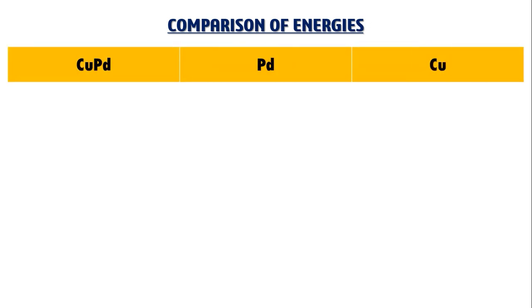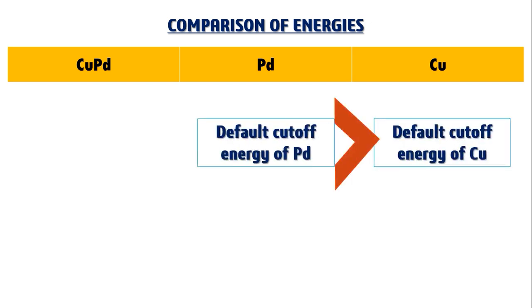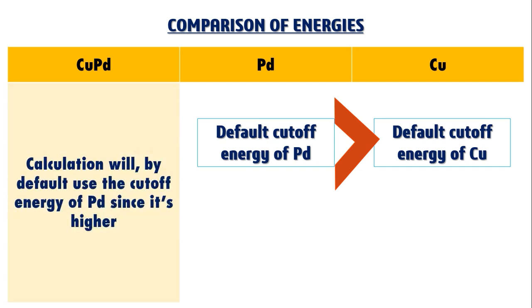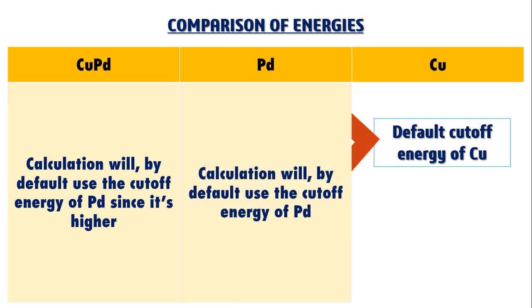Suppose, for a particular calculation, you need to compare the energy differences between the Cu atom and the Pd atom with their alloy CuPd. For instance, take that the default cutoff energy for Pd is greater than that of Cu. Okay, then what will be the cutoff energy in the calculation of the energy of CuPd? Obviously, it will use the cutoff energy of Pd since we have taken that its cutoff energy is higher than that of Cu. However, when the energy of Pd is estimated, then also the code by default will use the cutoff energy of Pd. That's good. But the problem arises in case of Cu.